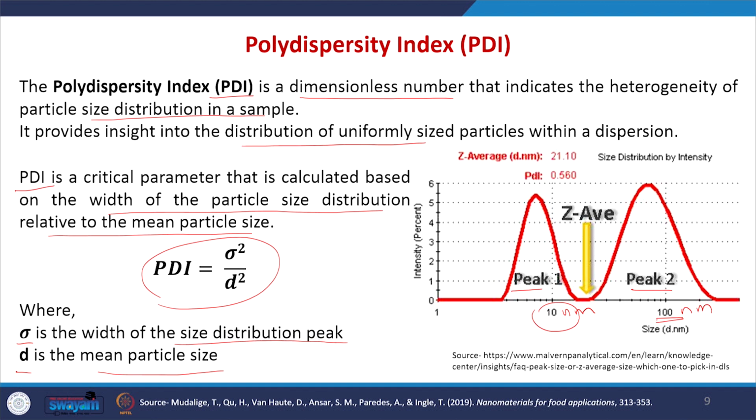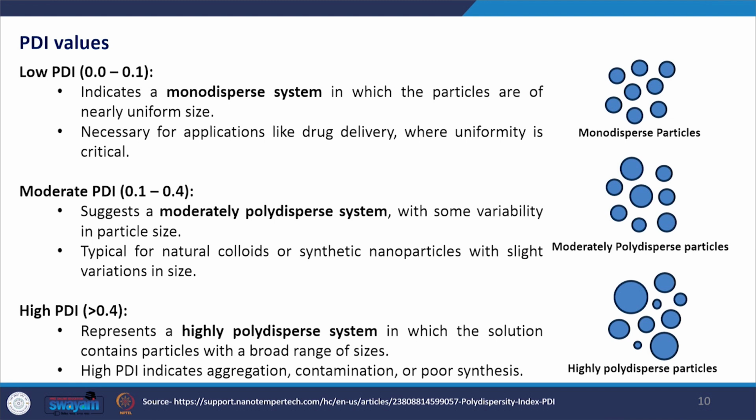If you have nanoparticles of different sizes, and the size distribution is very broad, your PDI, that is polydispersity index, will also be high. Let us see what the PDI values are. When we synthesize nanoparticles, if you are getting uniform size nanoparticles, the PDI will be low. It will be between 0.0 and 0.1. And these uniform size nanoparticles are mainly useful for drug delivery applications.